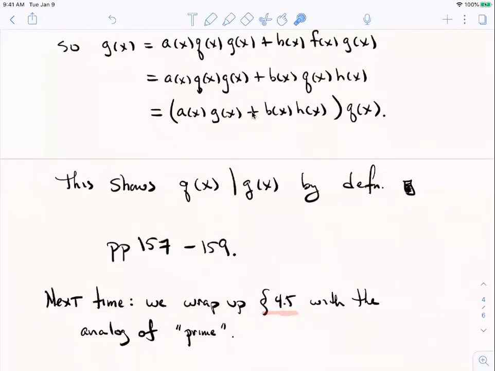We're going to wrap up that section next time by bringing in an analog of prime. Just like integers, polynomials have a notion of a prime polynomial. We won't call them prime, we'll call them irreducible, but they play the same role. And just like in the integers, where every positive integer can be factored into a product of primes in a unique way, we're going to see that every polynomial can be factored into a product of these irreducibles in the same way. So we're going to talk about the analog of the fundamental theorem of arithmetic for the polynomial ring over a field, but that's next time.